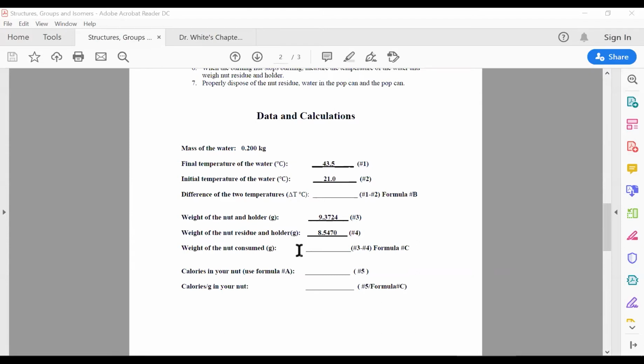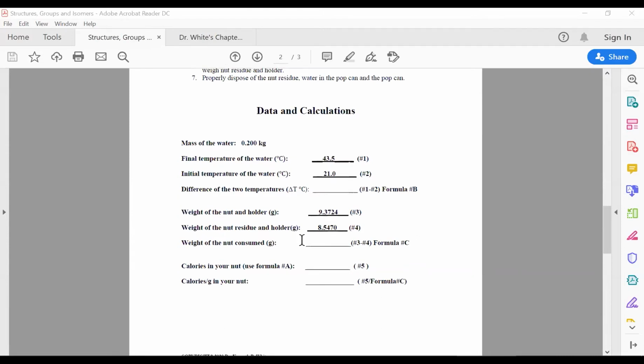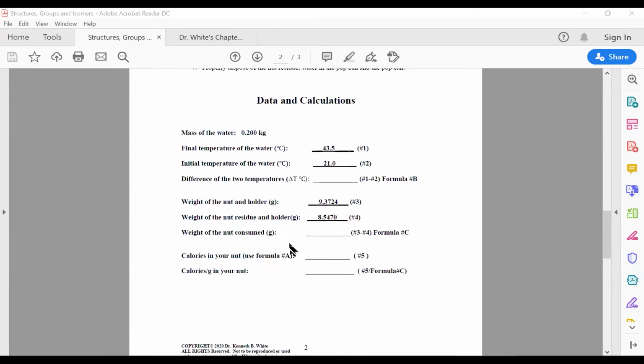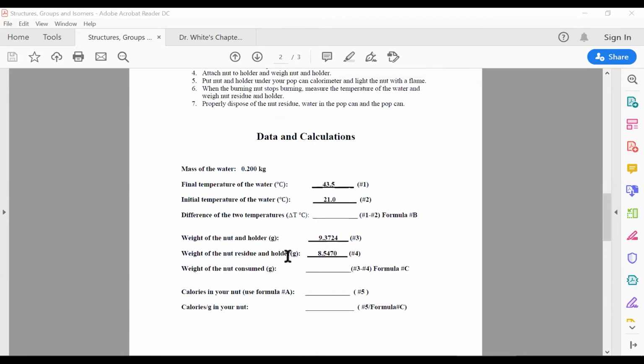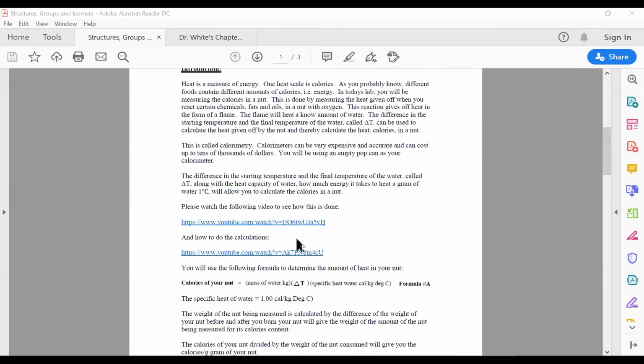You never burned a whole nut. But what you burn is what is responsible mainly for the calories of the nut. Now, you have to calculate the delta T right here. You also have to calculate the weight. Now, to find out the calculated calories in your nut, you use formula 1A, and that's this up here.